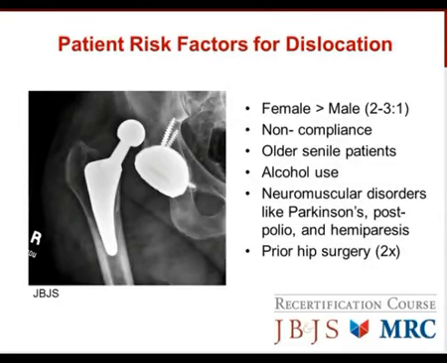When it comes to patient risk factors, we know that females have a higher risk of dislocation. Certainly patients with neuromuscular problems like Parkinson's disease are very high risk for instability. Alcohol use has been associated with dislocation, and then any prior hip surgery also increases the risk.